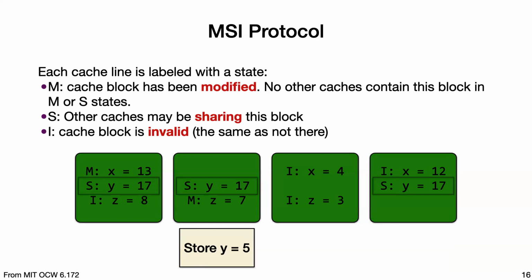Okay, so this is an example. We're going to focus on Y. So here everybody has Y in S state, which means shared. And suppose that the second one wanted to store Y equals 5. Before you can store Y equals 5, you have to update everyone else to be invalid. So now this one became I, and that one became I. And then only after you invalidate everyone else, then you can modify your own Y to become 5 in the local cache.